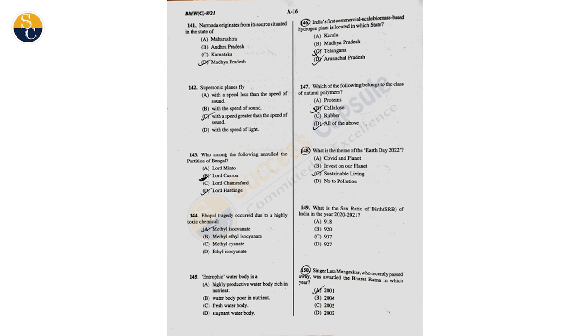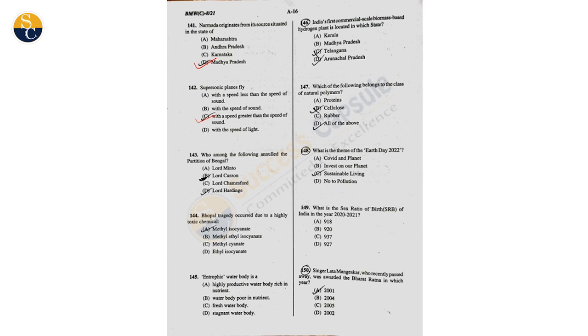So, next question is, the Narmada originates from a source situated in the Maikal range near Amarkantak in Madhya Pradesh. So, D is the correct answer. Next, supersonic planes fly? Answer here is C, with a speed greater than the speed of sound. Supersonic speed is the speed of an object which exceeds the speed of sound.